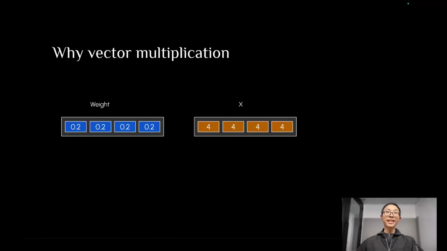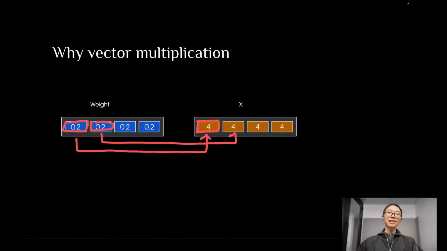If you are interested in machine learning or AI, you've definitely encountered vector multiplication, which is in attention, layer norm, and activation functions. It basically is a weight multiplied by an input x. What operations are involved? We multiply the first element of the weight with the first element of the input x, and then the second weight with the second input.